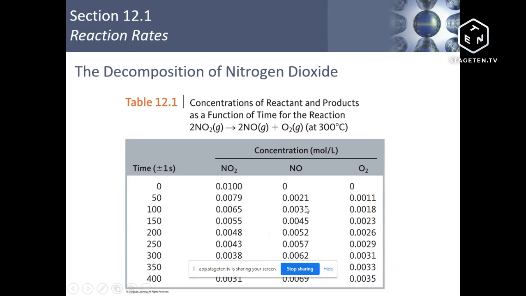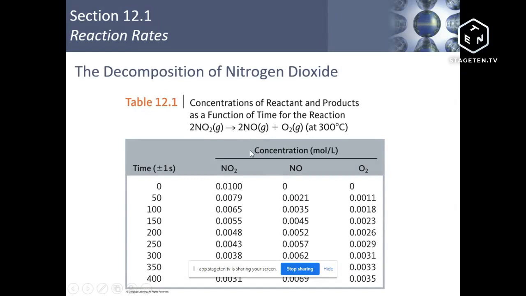All right, so let's look at this chart here. A couple things I want you to notice. At time zero, notice all we have are reactants, right? And it's just one reactant. Notice that after 50 seconds, we lost 0.0021 molar of this, but we gained 0.0021 molar of this.